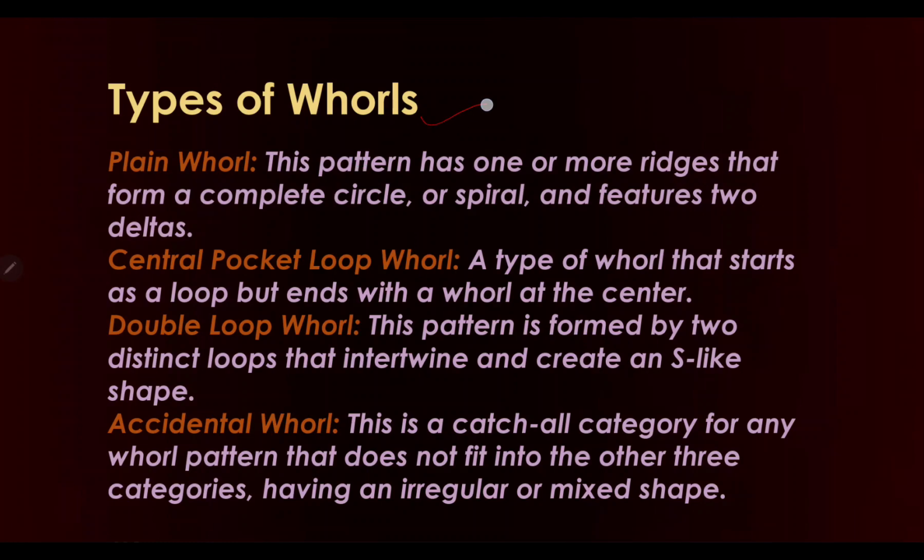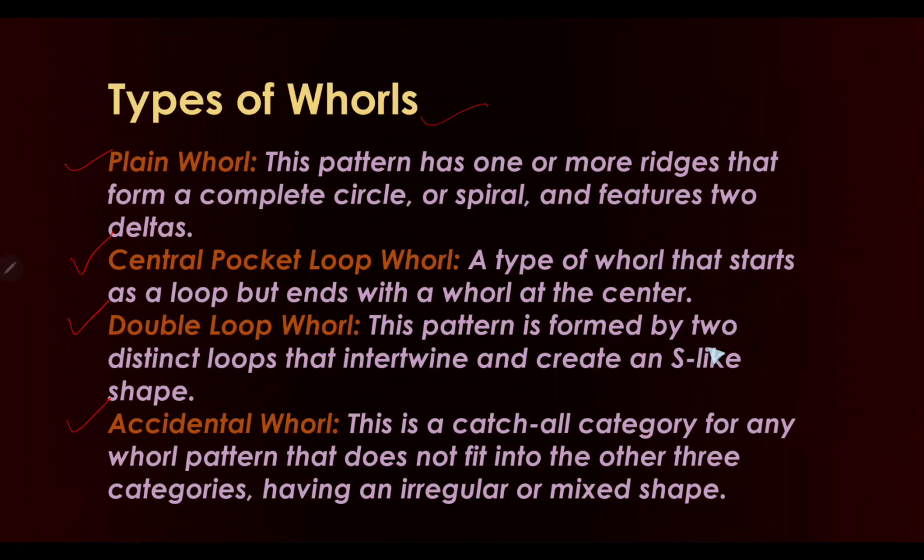So there are types of whorl fingerprints: plain, central pocket loop, double loop and accidental whorl. Plain whorl means this pattern has one or more ridges that form a complete circle or spiral and features two deltas. Central pocket loop whorl is a type of whorl that starts as a loop but ends with a whorl at the center.